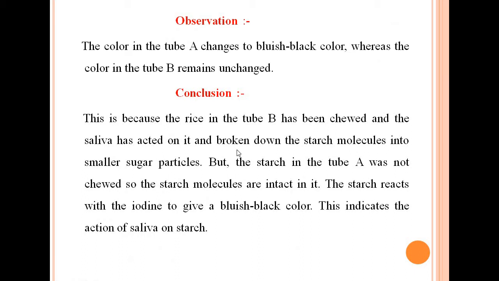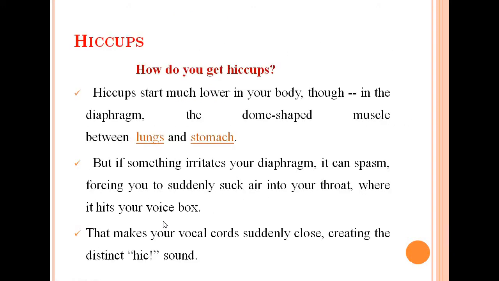This is because the rice in tube B has been chewed and the saliva has acted on it and broken down the starch molecules into smaller sugar particles. But the rice in test tube A was not chewed, so the starch molecules are intact in it. The starch reacts with iodine to give a bluish black color. This indicates the action of saliva on starch.